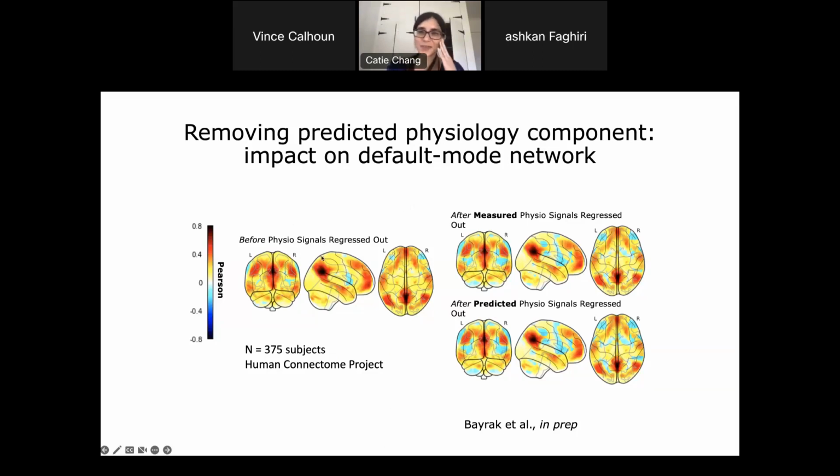So just like our work on vigilance, we were hoping that these techniques for decoding the low frequency physiology can also help to enrich many fMRI data sets that may not have these signals available.